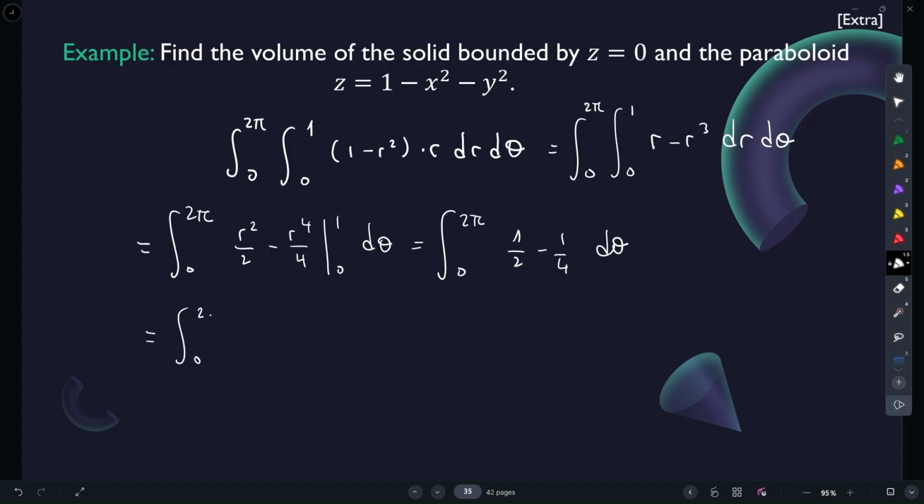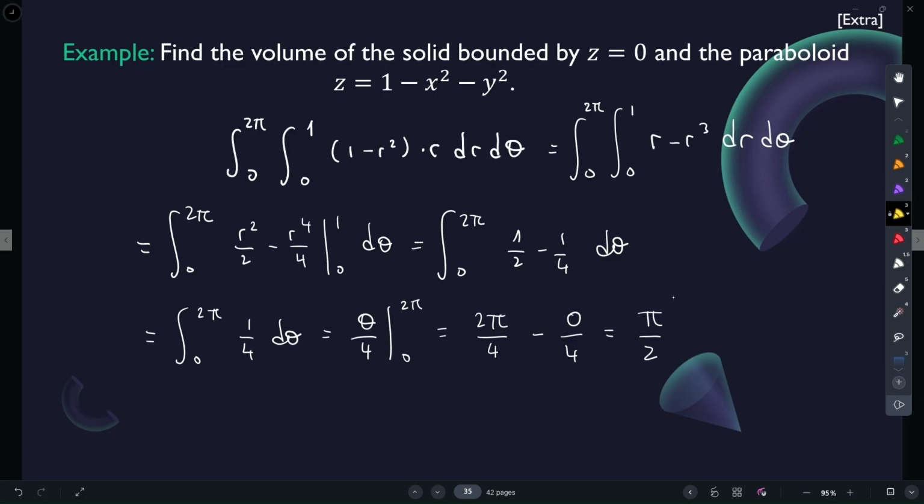So it's the integral from 0 to 2 pi of a fourth d theta, which will be theta divided by 4 between 0 and 2 pi, which will be 2 pi divided by 4 minus 0 divided by 4. So the answer is pi divided by 2. And that is the volume that we were looking for.